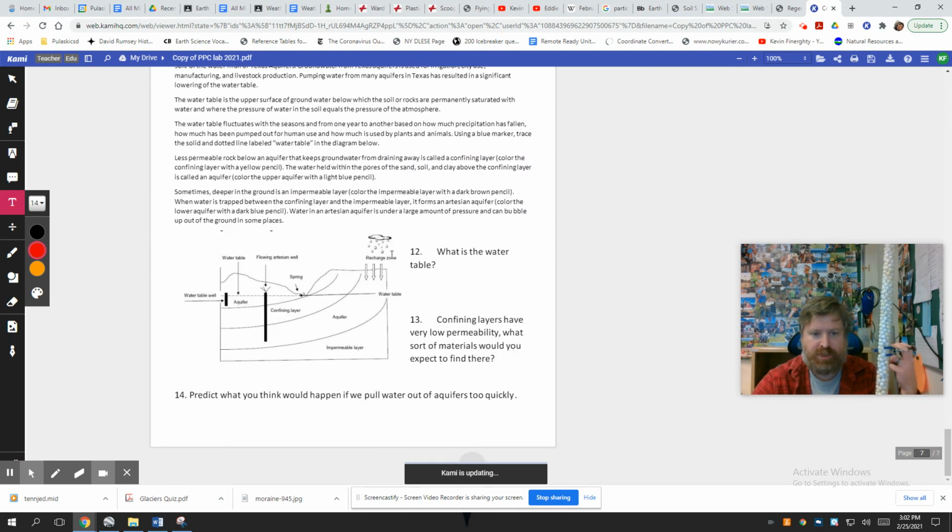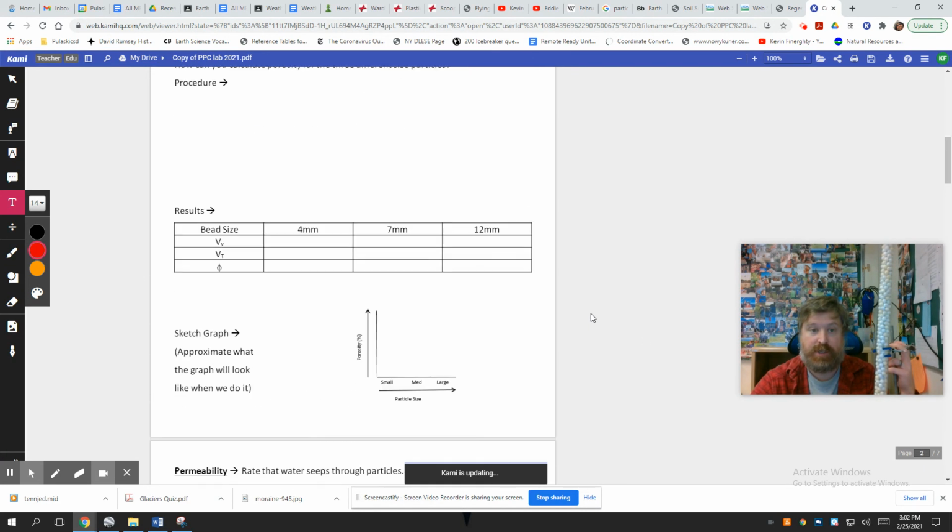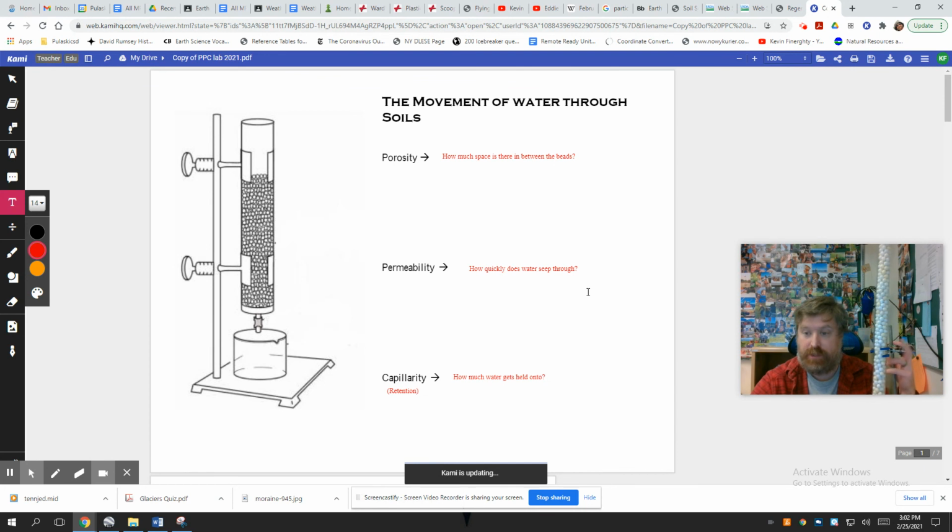And then some questions about aquifers and water soaking in. And if you drink well water, this is also potentially something you'd want to understand. So yeah. That should be most of it.